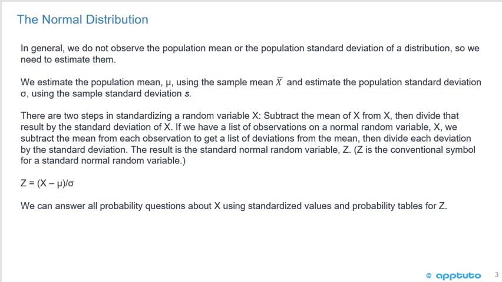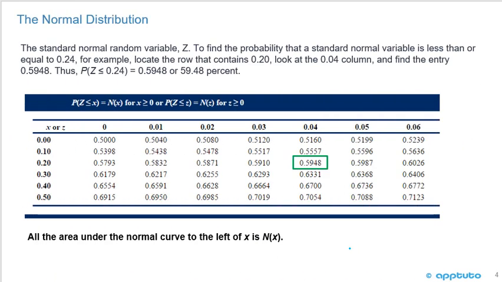So how do we calculate the z? It's x minus mu, divided by the standard deviation. We can then answer all probability questions about x using standardized values and probability tables for z. So the standard normal random variable is z.